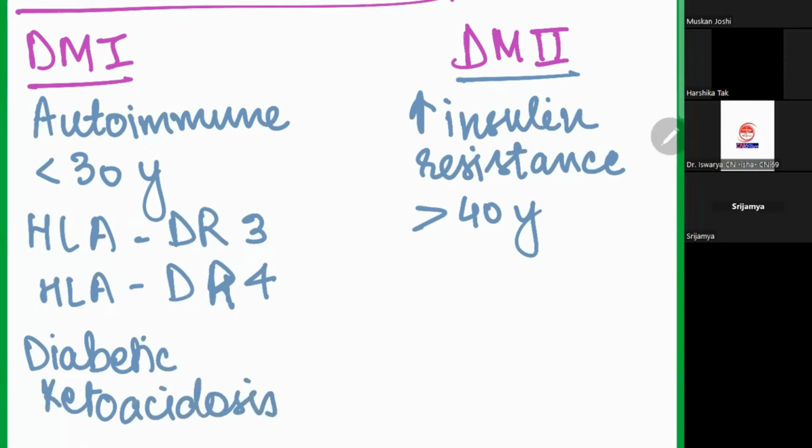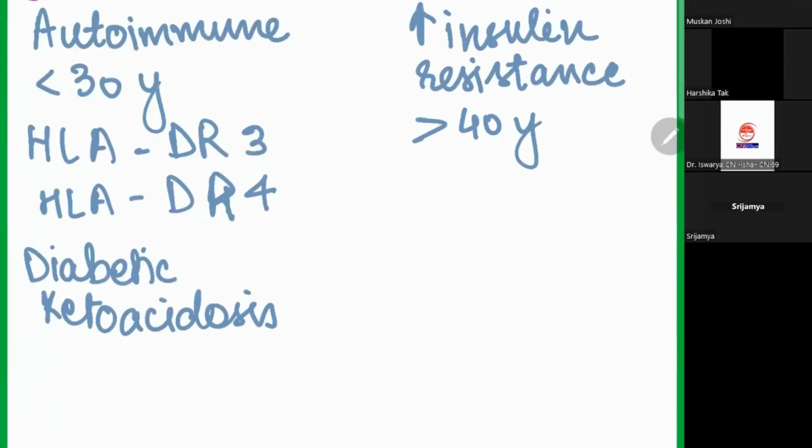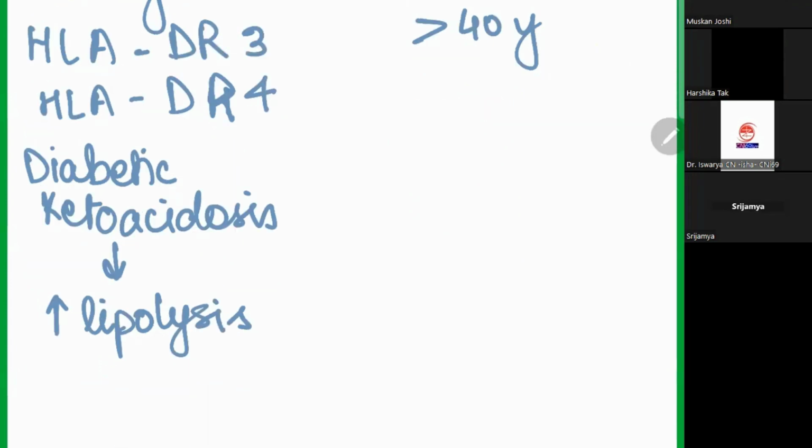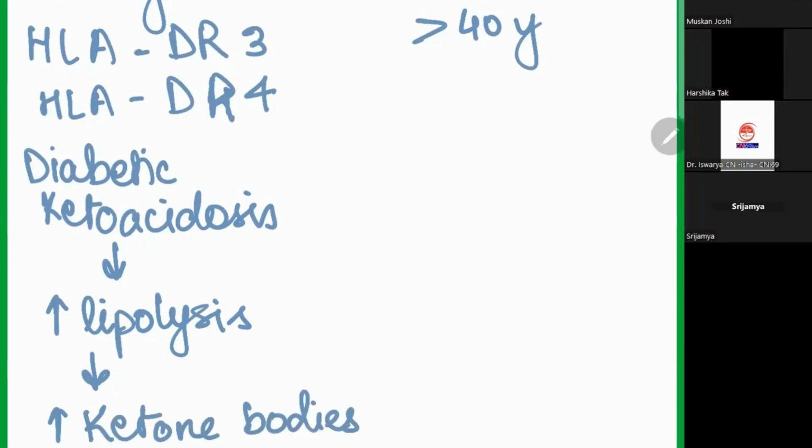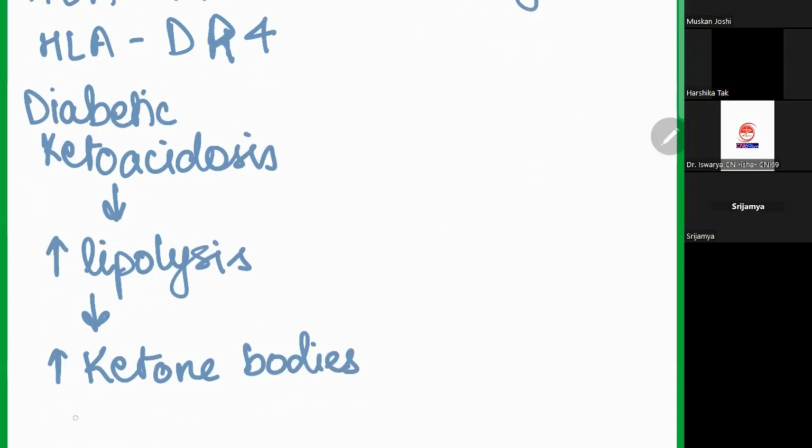What happens here is that maybe a person is not taking proper insulin injections. If the person is not taking insulin properly, or if there is some stress, meaning body stress, maybe some infection, what will happen? There will be lipolysis. This lipolysis will lead to further oxidation of free fatty acids, and it will lead to ketone bodies. And these ketone bodies smell like fruity breath. So this is the thing.